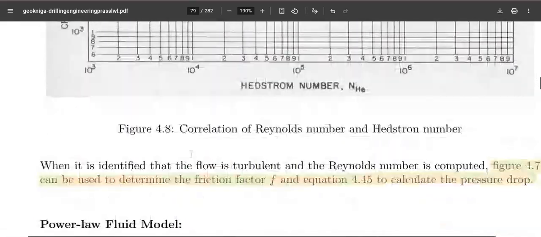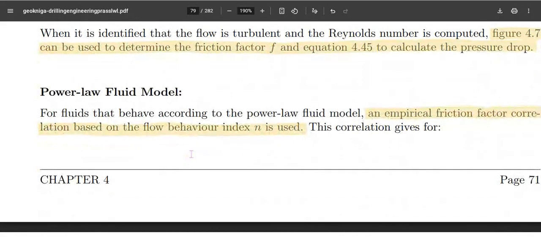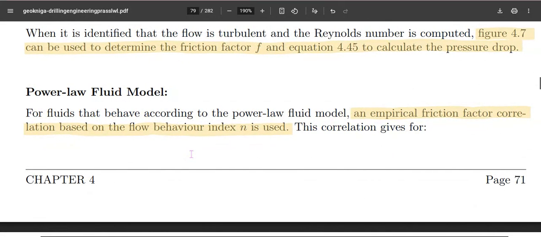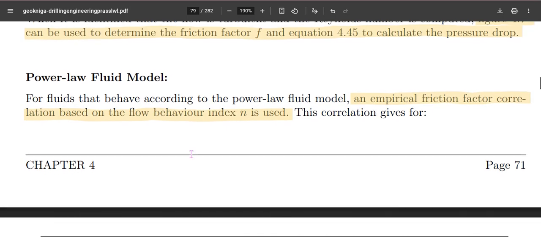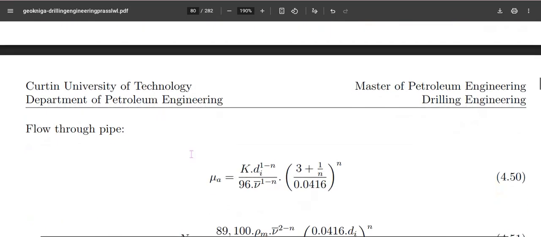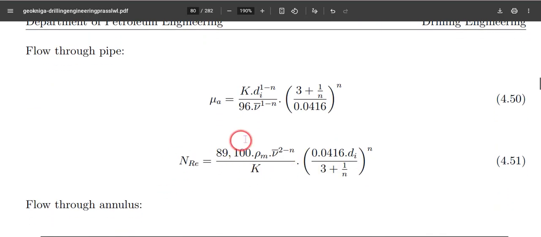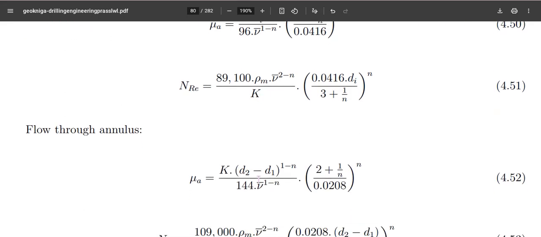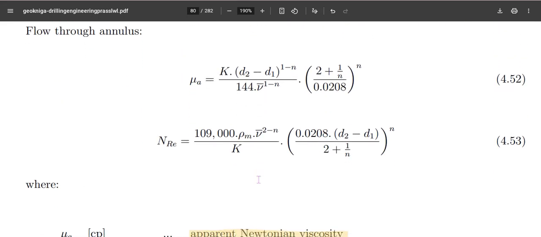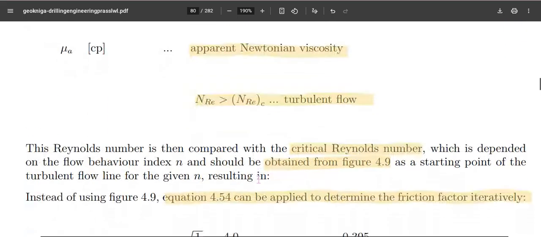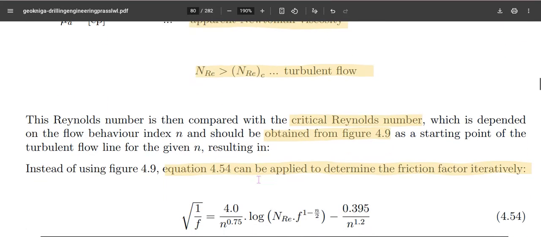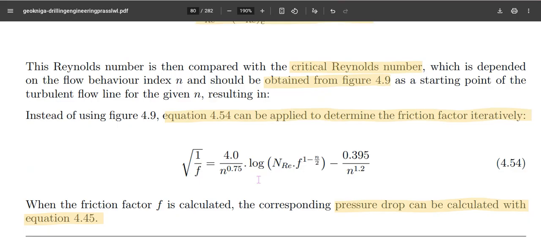A similar case applies to the power law fluid model, where we have some empirical friction factor correlations which involve the flow behavior index, which is a rheological parameter. So we compute the Reynolds number using those rheological parameters. Once the Reynolds number is computed, we can compute the friction factor. Once the friction factor is computed, we can again use 4.45 to compute the pressure loss.